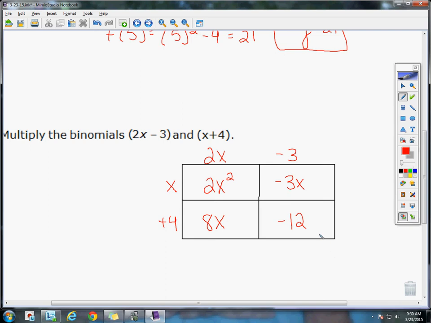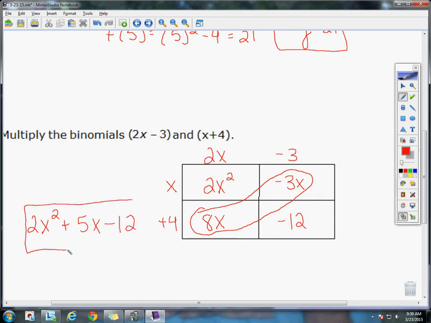The only thing that you can combine on here are your x's. So you have an 8x and a negative 3x. So we have 2x squared. 8 minus 3 is 5. So 5x. And then you have minus 12. And that is your final answer.